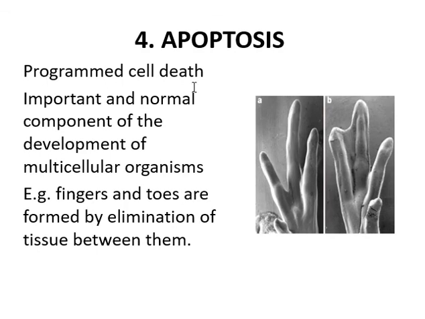This is programmed cell death, an important and normal component of the development of multicellular organisms. As you can see here, the development of the hand. Within the fingers, we have this tissue, and this tissue will be eliminated by apoptosis, that is, programmed cell death occurs, and this web-like tissue will be eliminated.